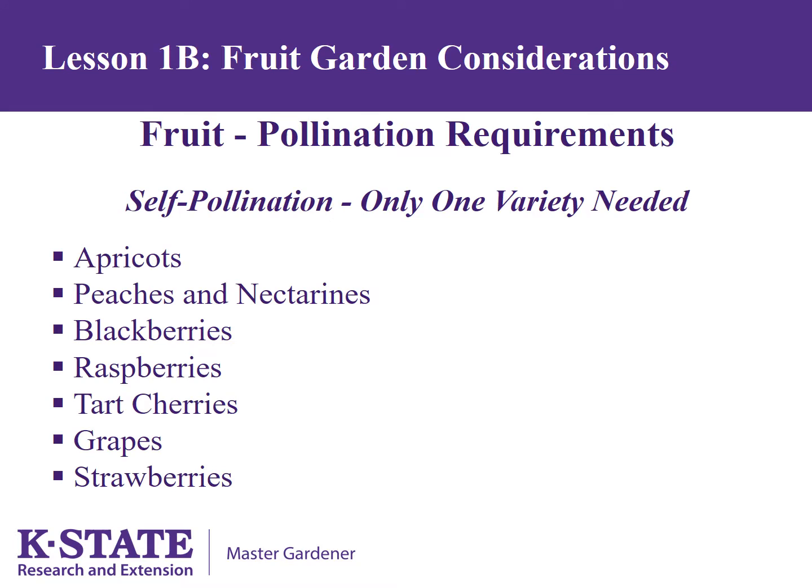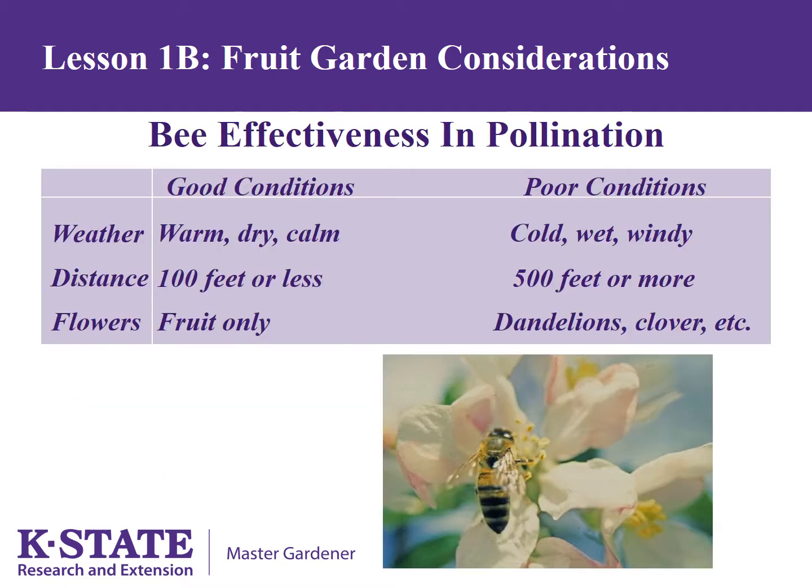Self-pollinating crops include apricots, peaches, nectarines, blackberries, raspberries, tart cherries, grapes, and strawberries. As a rule, small fruit are self-fruitful. Blueberries are an exception and do require cross-pollination, but are not commonly grown in Kansas.